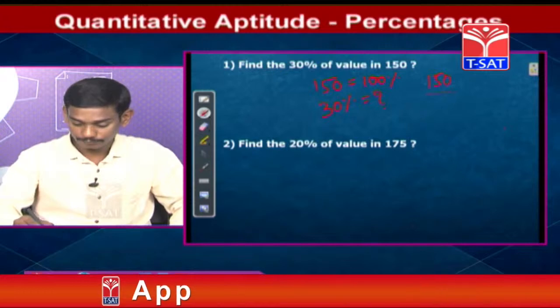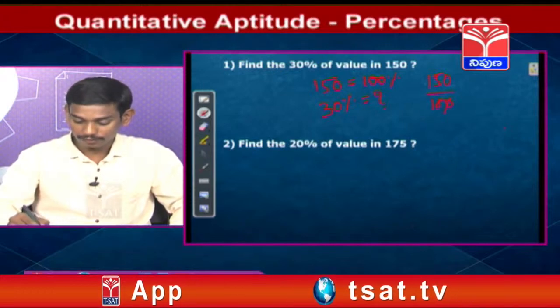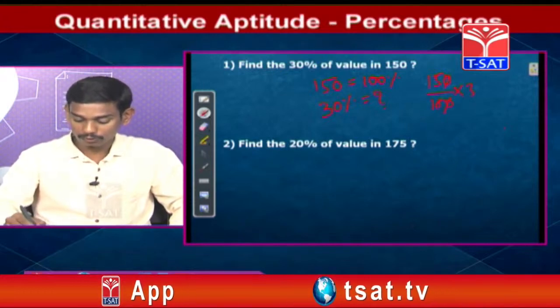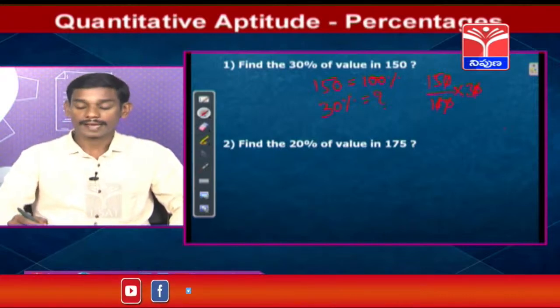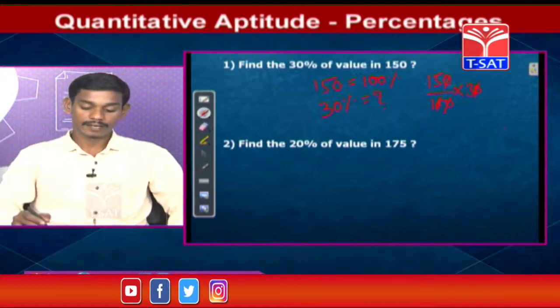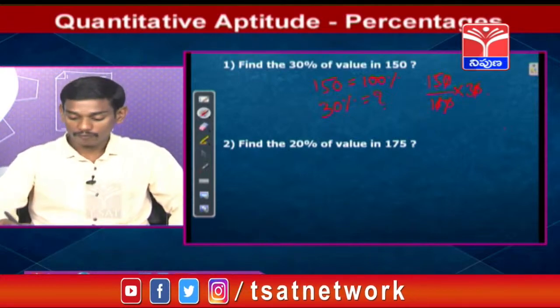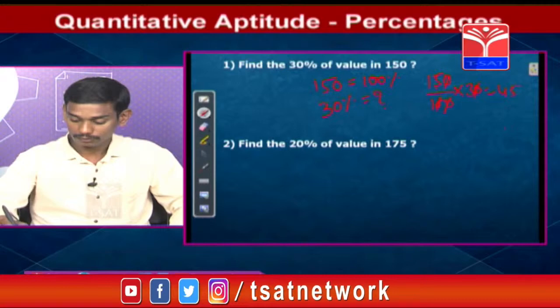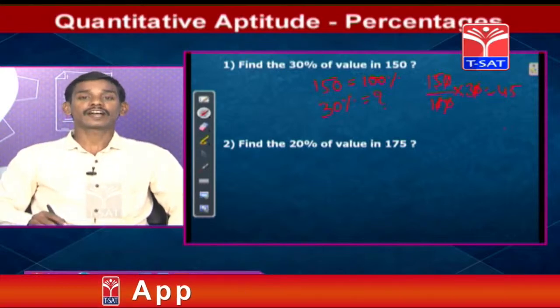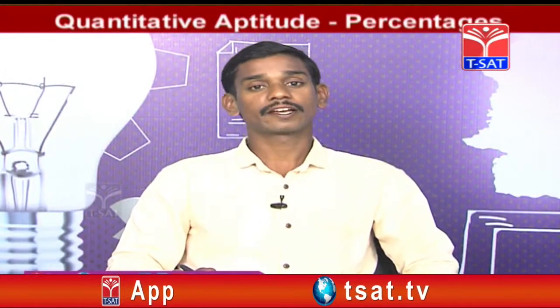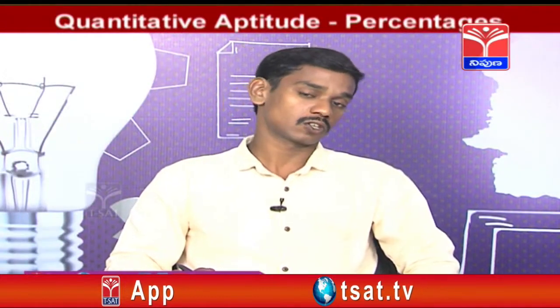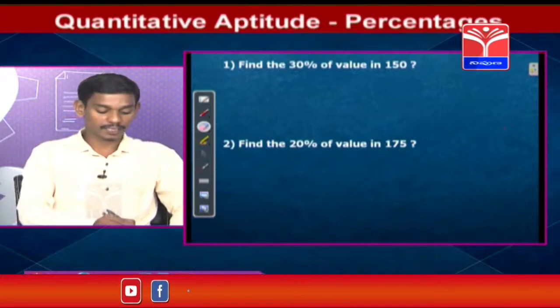150 by 100 into 30. The zero will cancel, and again this zero will cancel, remaining 15 into 3, which is 45. So 45 is the 30 percent value of 150. We will also discuss another method, that is n. This is a shortcut method for you.